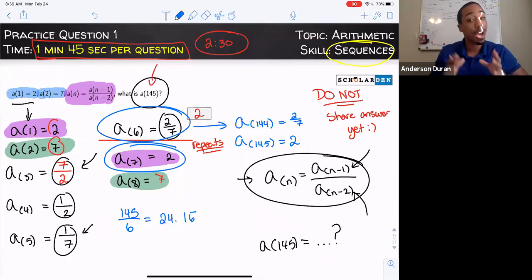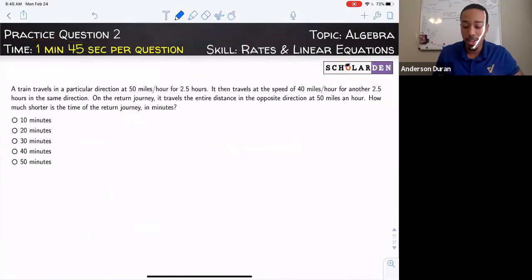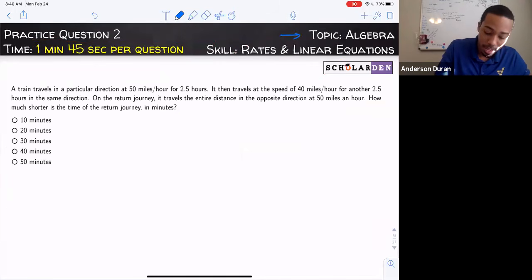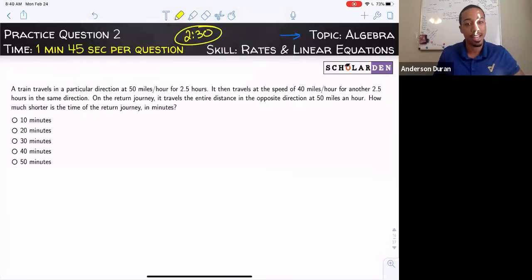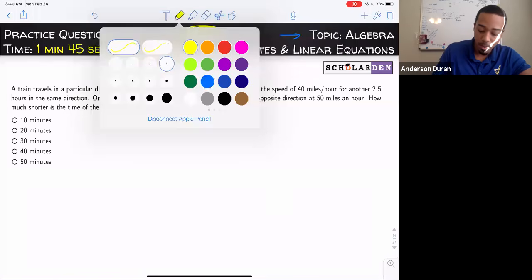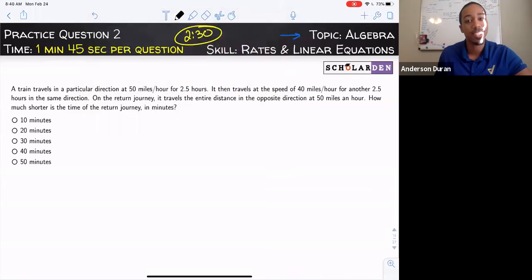So with that said, that was arithmetic. Let's go ahead now and try another question. Let's look at number 2 here. This one is from algebra, especially rates and linear equations. This is a word problem now. So again, I will give us 2 minutes and 30 seconds to answer this question. Read it carefully, try it out, and remember to not share your answer until I say so. Go.